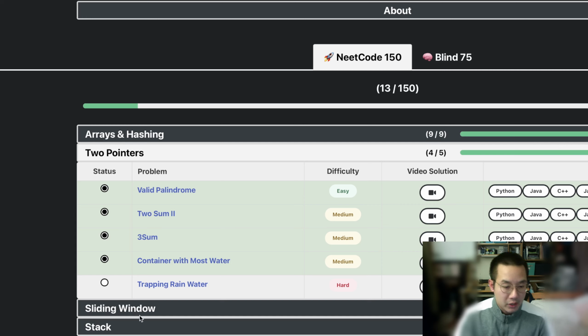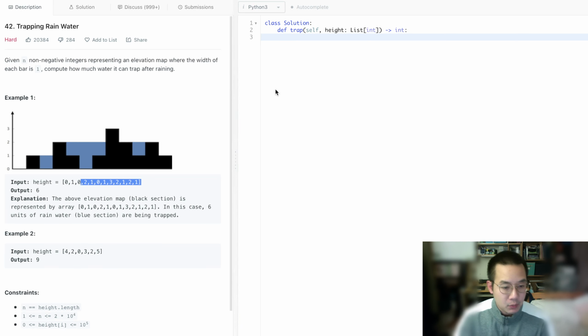Hello there. Today we'll be working on trapping rainwater. This is another problem with two pointers. In this particular problem, we're trying to find out how we can trap as much rainwater as possible. And to do this, we're going to be using two pointers.